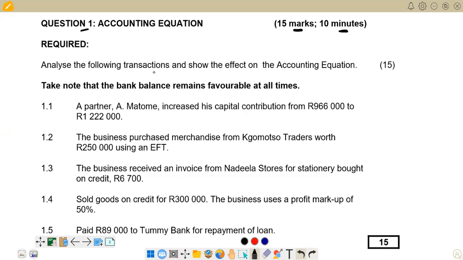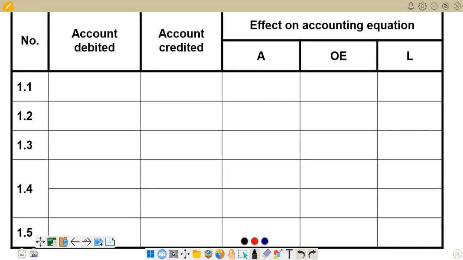This question reads, analyze the following transactions and show the effect on the accounting equation. Then take note that the bank balance remains favorable at all times. Very important. Then we've got transactions that were given there, and obviously we also have the answer book, where we are going to put our responses. We go there. So we have got 1.1 up to 1.5 there.